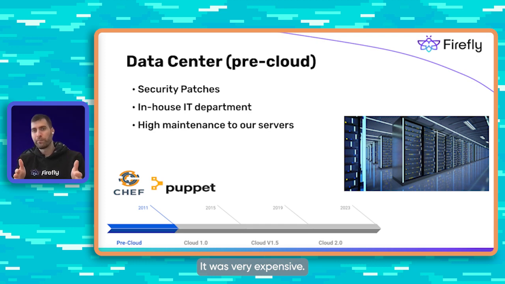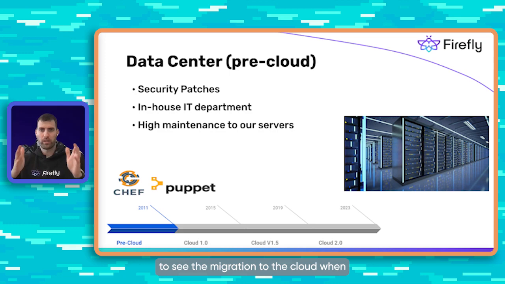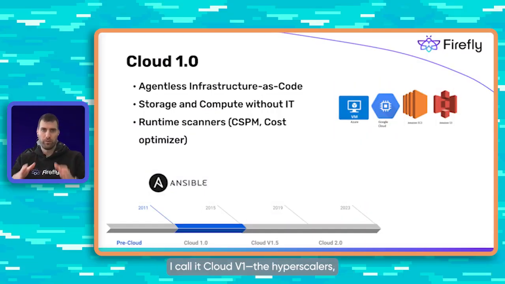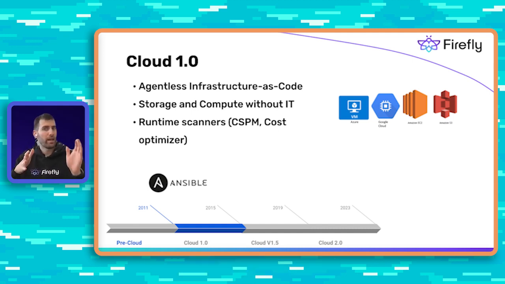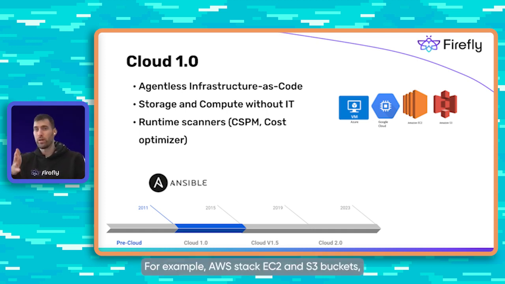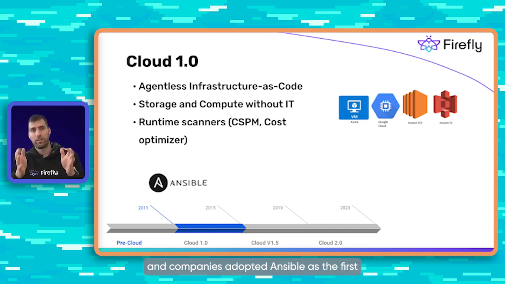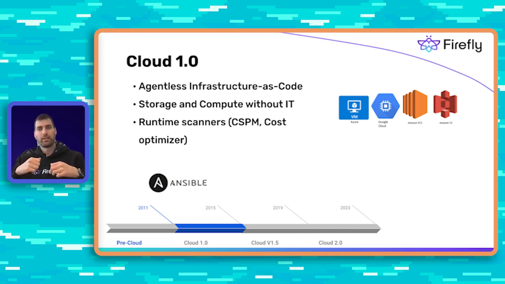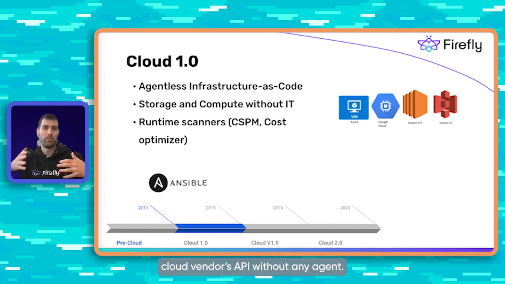It was very expensive. And that's why around 2011, we started to see the migration to the cloud when companies adopted cloud services, and I call it Cloud V1. The hyperscalers, AWS, Azure, and Google Cloud launched storage and compute services. For example, AWS launched EC2 and S3 buckets, and companies adopted Ansible as the first agentless infrastructure as code tool that enabled us to install everything that we needed on our EC2 with the cloud vendor's API without any agent.